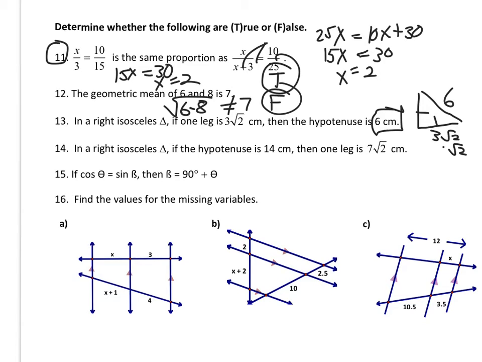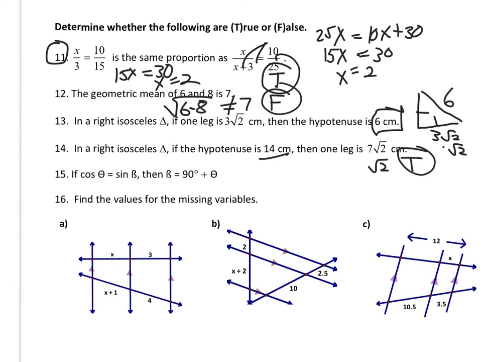So the hypotenuse is in fact 6. Number 14, in the right isosceles triangle, if the hypotenuse is 14, then one leg is 7 radical 2. One way to check that would be if you multiply the leg by radical 2, then you would get 7 times 2, which is 14, so the hypotenuse would be 14. So that one is also true.